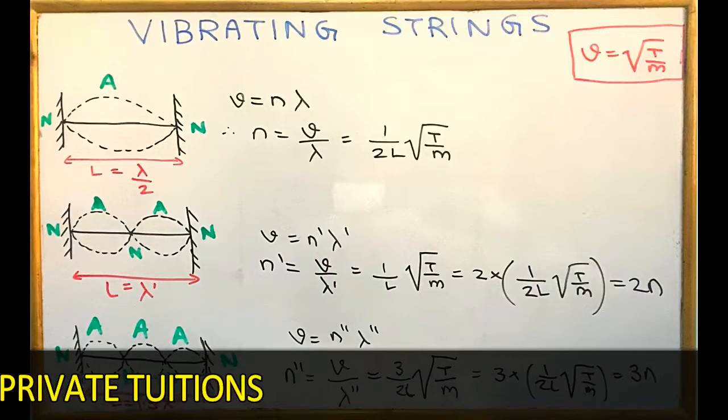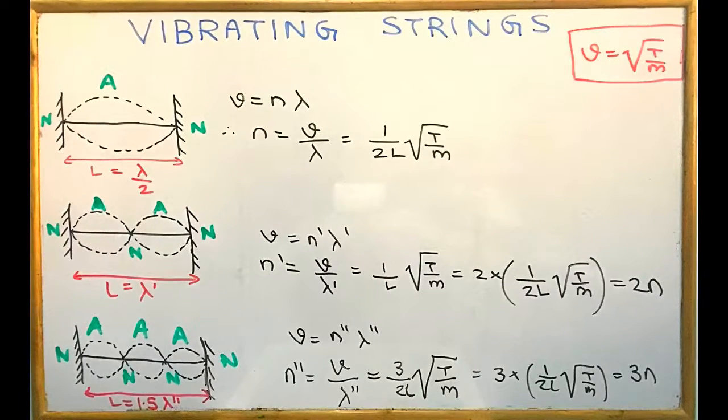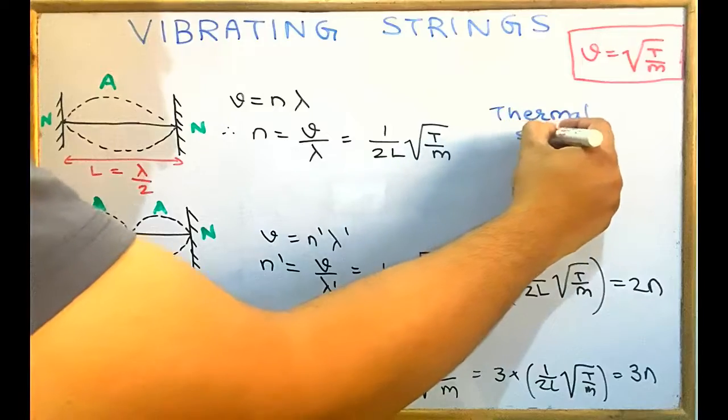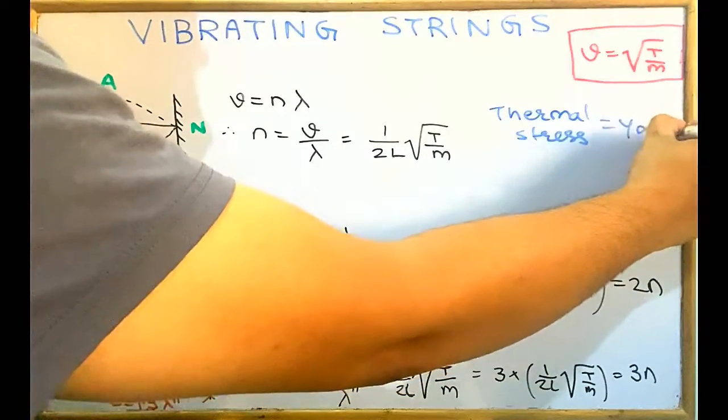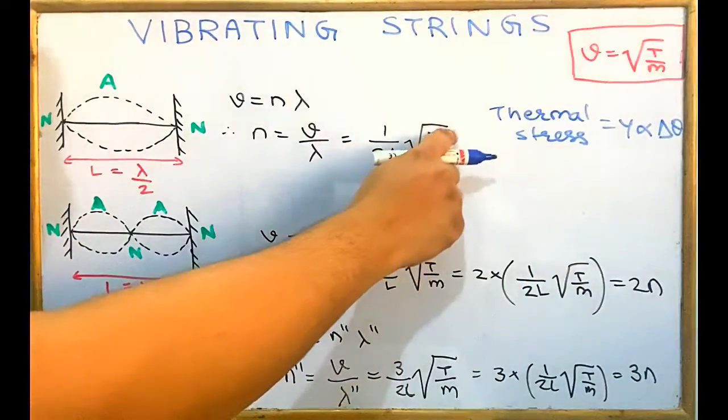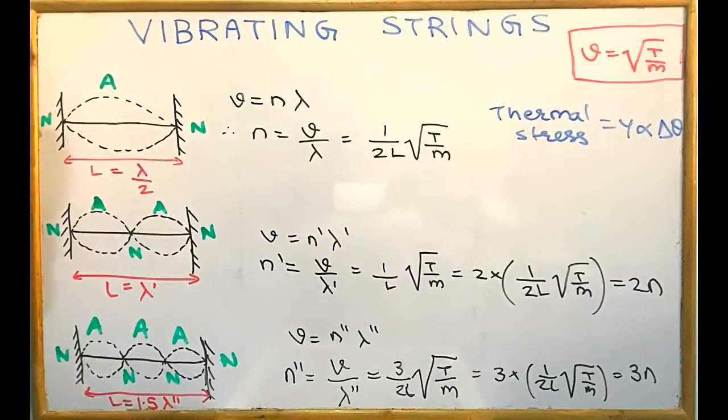There are a few more terms to be remembered here. Just a note, and that is about the formula for the fundamental frequency. We can also express this fundamental frequency in terms of Young's modulus or in terms of thermal stress, which is Y alpha delta theta, or just Y itself, which is Young's modulus. So how do we do that? Because it's just a note to be remembered for some rare MCQs.